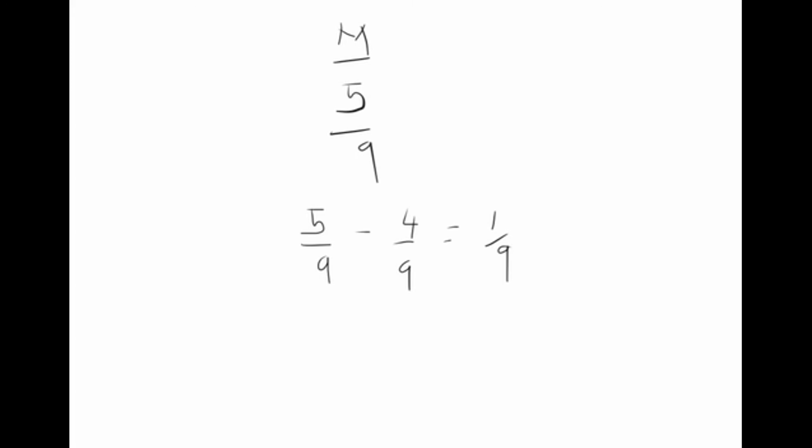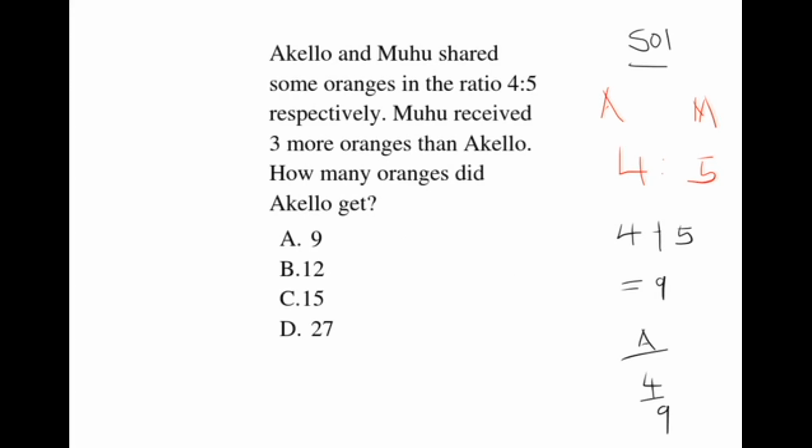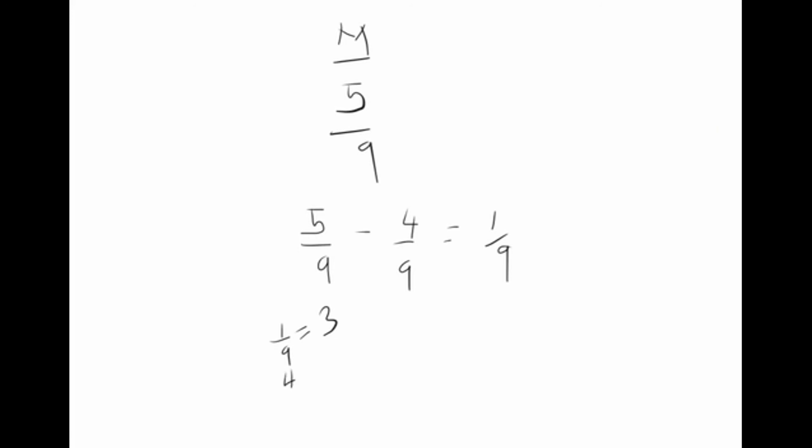Therefore, if 1 over 9 is equivalent to 3, and then we are asked how many oranges did Okello get, and Okello got 4 over 9. Therefore, what about 4 over 9? We cross multiply. We have 4 over 9 times 3 over 1 over 9. 4 times 3 we get 12 over 9.